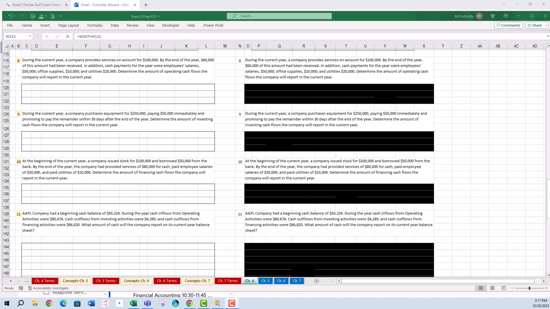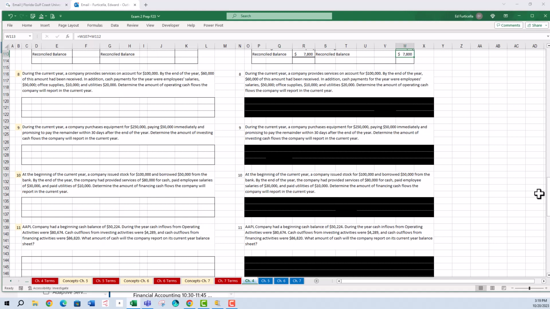The final topic that we worked on in Chapter 4 was the statement of cash flows. The whole purpose of the statement of cash flows is to show why cash changed during the period by looking at the company's cash flows from operating activities, investing activities, and financing activities. Again, you're only concerned about cash inflows and cash outflows in those three activities.